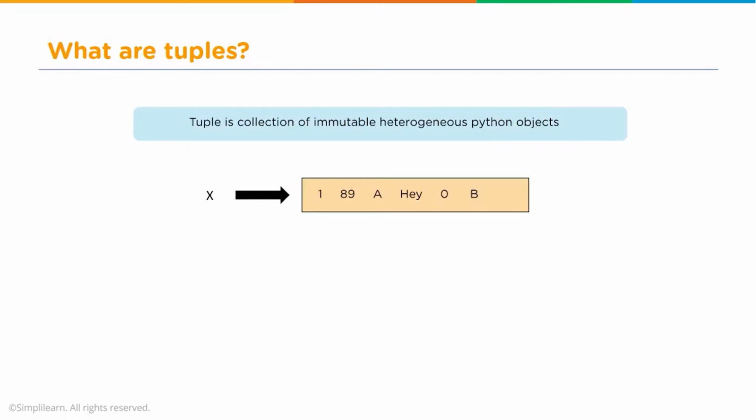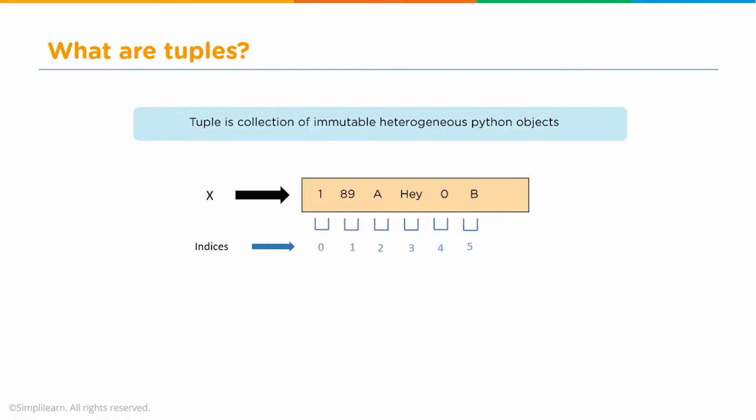So over here we have a tuple x, and within x we'll store various elements: 1, 89, a single letter A which is a string, also a word which is again a string in Python, hey, O and B. As you can see, this tuple may not be completely filled with integers, floats or strings. It can be a mixture of all of these data elements. So that is one advantage we have when it comes to tuples and lists as compared to arrays, because with arrays, you can have only one data type of element within it.